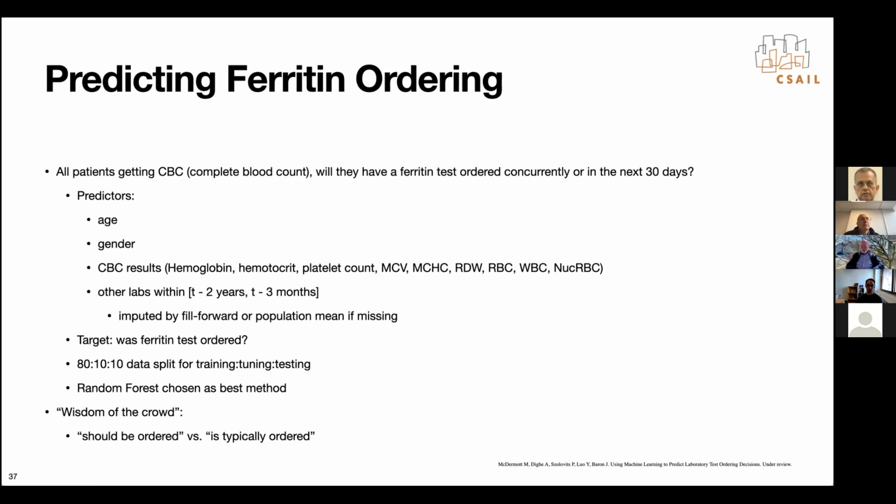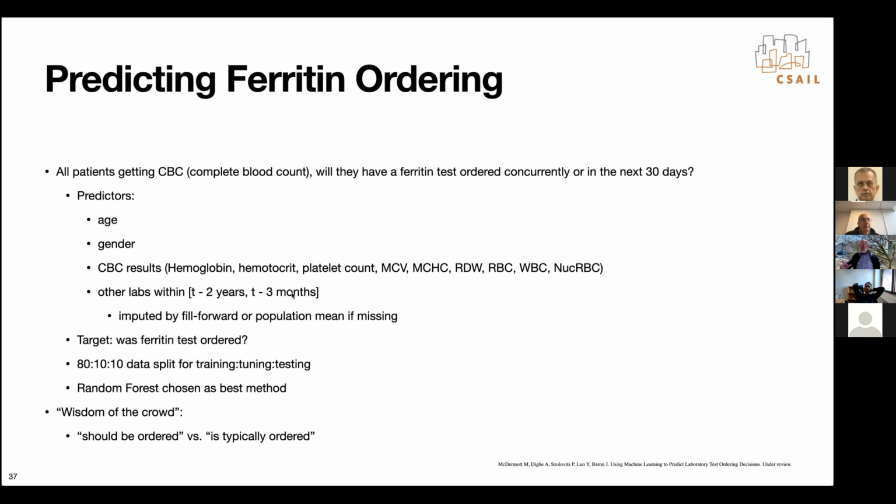And then the last thing I just want to mention is we're currently doing a project with a ton of data from both Northwestern and Mass General, where we're looking at every patient who has gotten a complete blood count and trying to figure out whether they have a ferritin test that is ordered simultaneously or is going to be ordered in the next 30 days. And the predictors are their age, gender, the CBC results, and certain other labs within the last 2 years, but excluding the last 3 months.